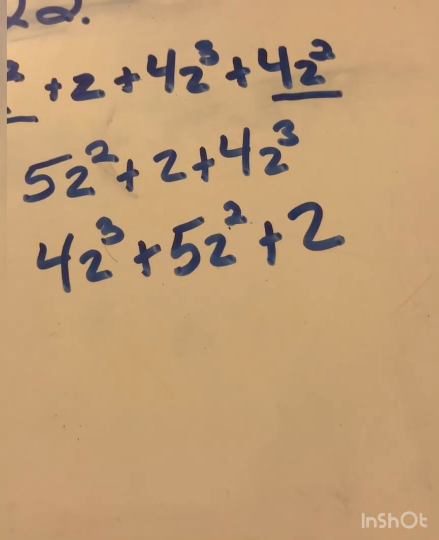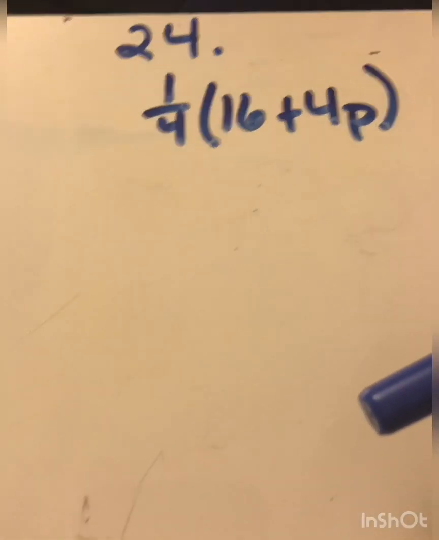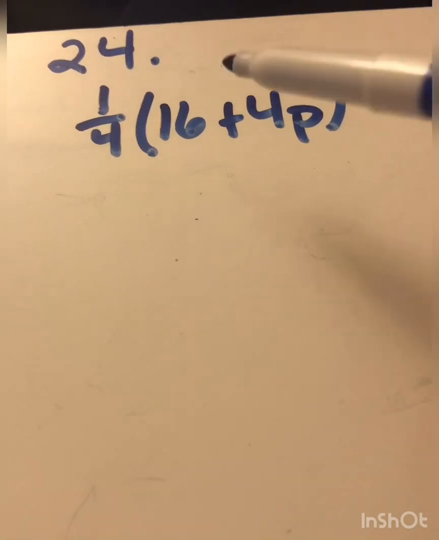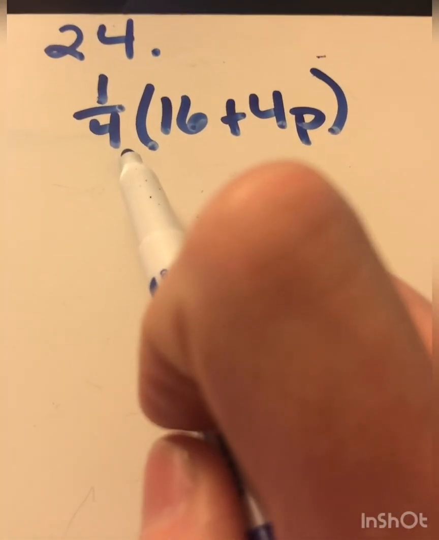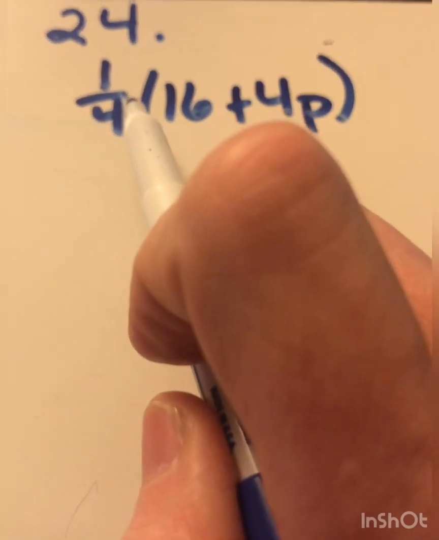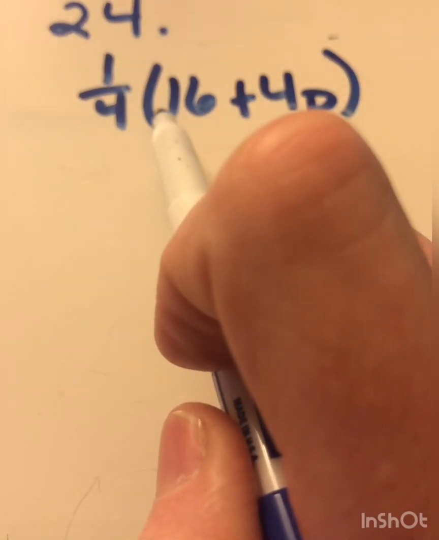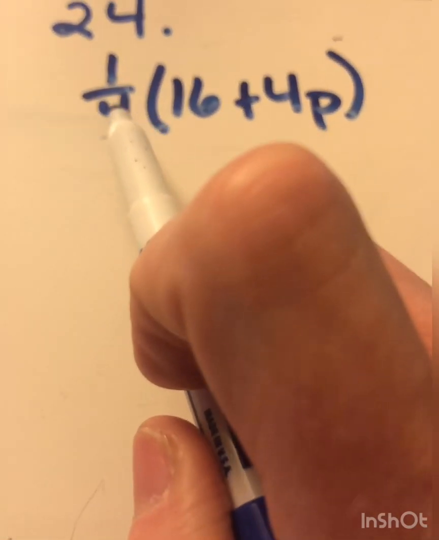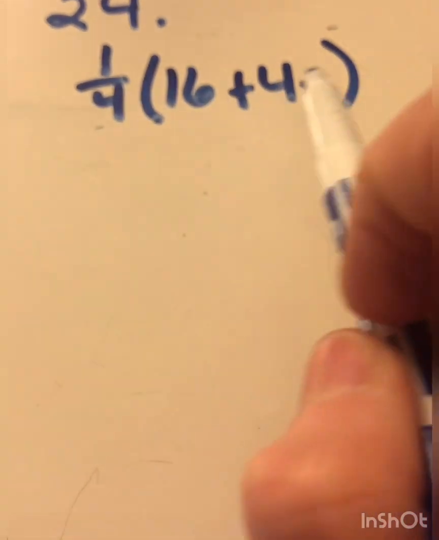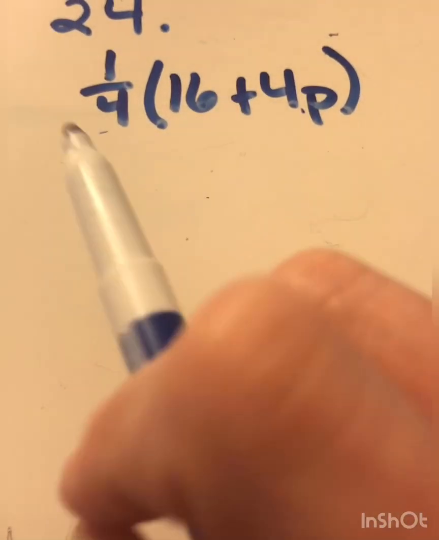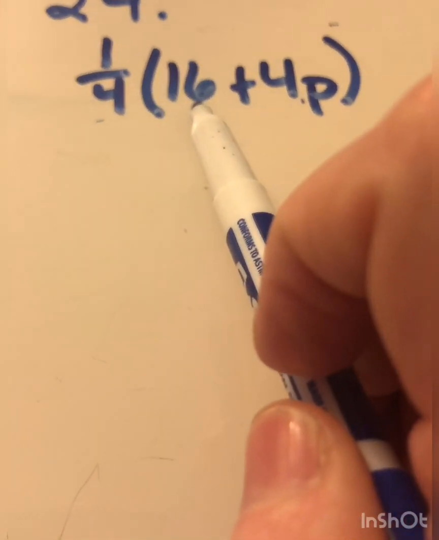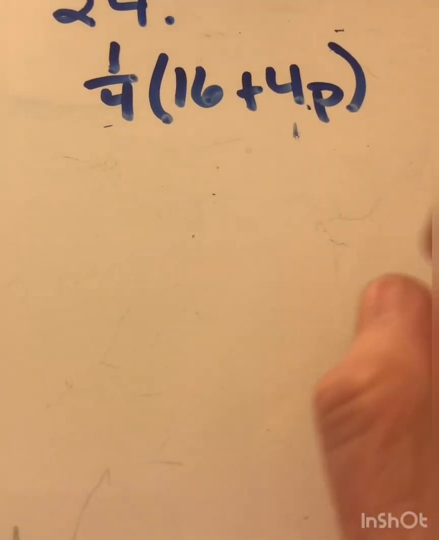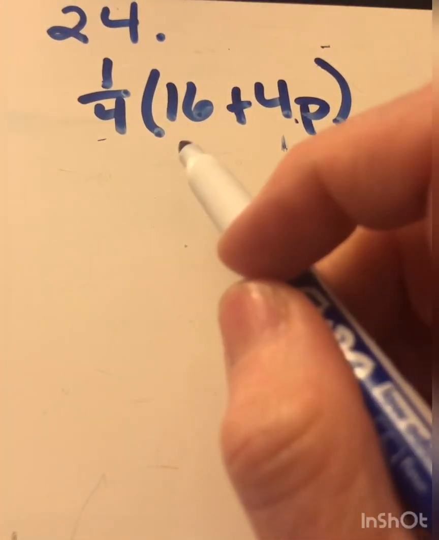So there's that one. Now, if we look at 24, what we have to do with number 24 is use distributive property. So whenever you have a number outside parentheses, touching parentheses, there's no sign between the parenthesis and the number, like there's no addition or subtraction sign here, that means multiplication. That means we need to multiply this number by each term inside the parentheses. So we're going to take 1/4 times 16. Then we're going to take 1/4 times 4p. Okay. When we multiply by 1/4, that is the same thing as dividing by 4.